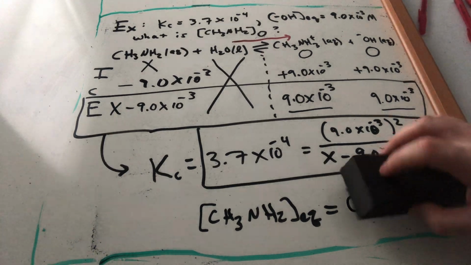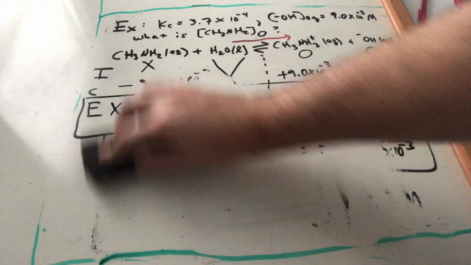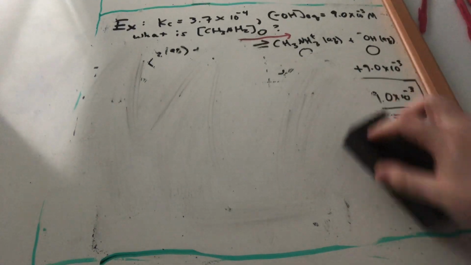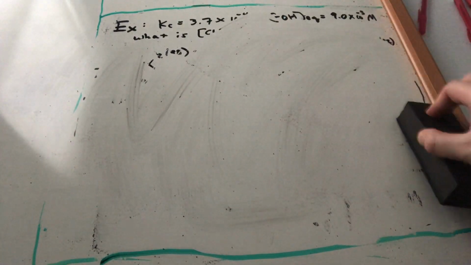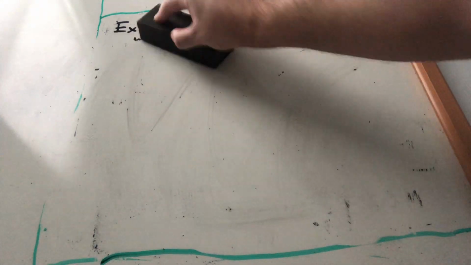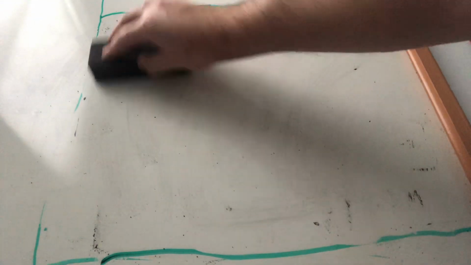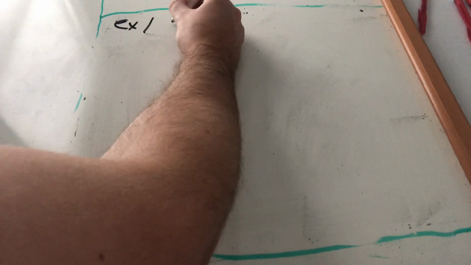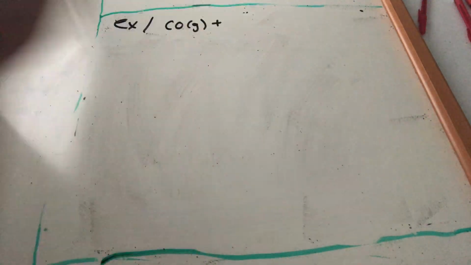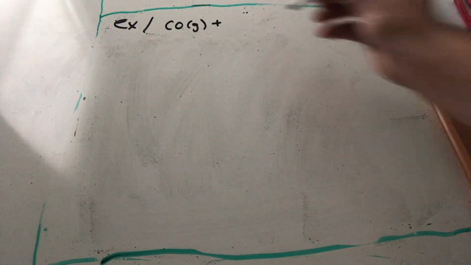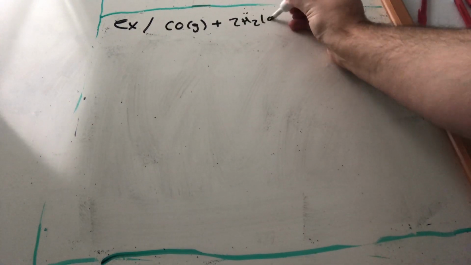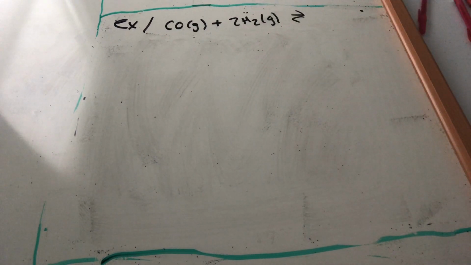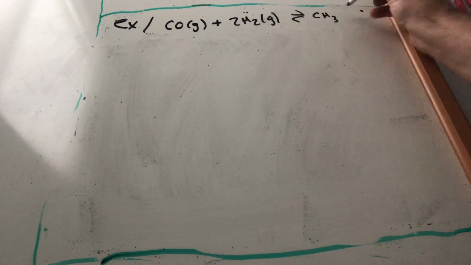I'd like to do another setup problem that yields a little bit on the easy side math. And then in the next video, we're going to get into slightly harder manipulations or slightly harder mathematics, but it's nothing to be afraid of. But again, just in the realm of practicing ICE tables, let's do a gas phase reaction. So let's look at this reaction where we have CO gas plus 2H2 gas in equilibrium with CH3OH liquid.